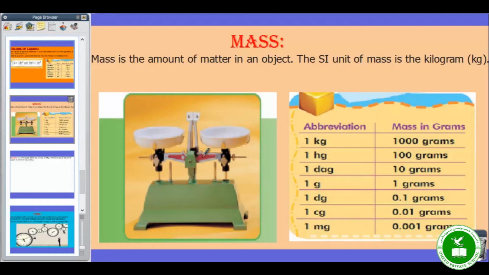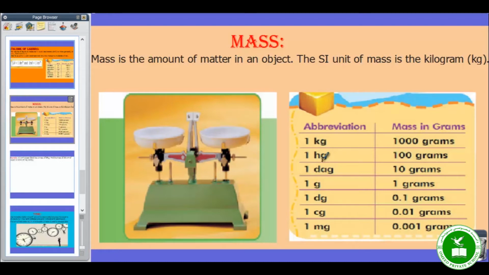The important thing is that there are different units for mass. You see here there are different units, for example kilogram, hectogram, decagram, gram, decigram, centigram, and milligram. All these are units of mass. There are even larger units than these. For example, a tonne is 1000 kilograms. That is also a unit of mass. Or in our country, very famous, the ser, for example one ser, two ser. Ser is also a unit of mass.